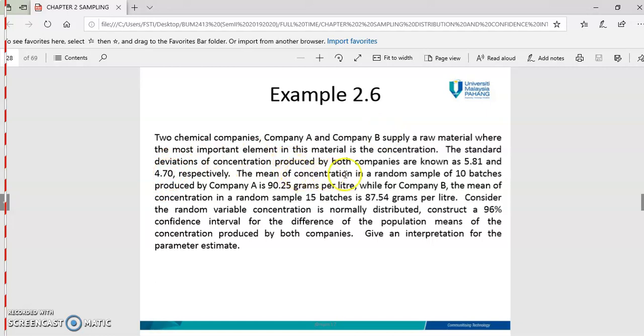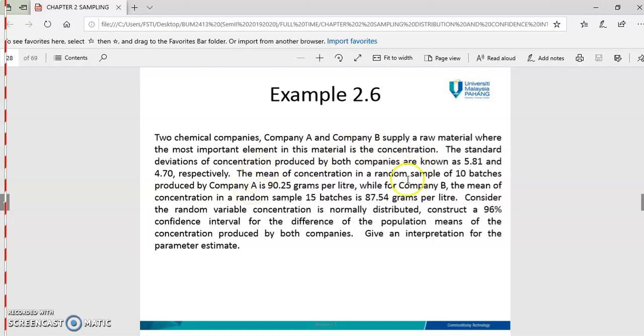The mean of concentration in a random sample of 10 batches produced by company A is 19.25 grams per liter, while for company B, the mean of the concentration in a random sample of 15 batches is 87.54 grams per liter. Okay, so the mean, and then we have a sample of 10. So 10 here is your sample size, n for company A.